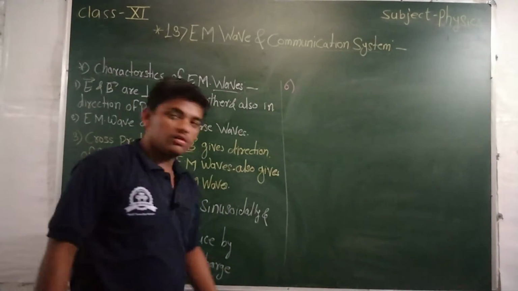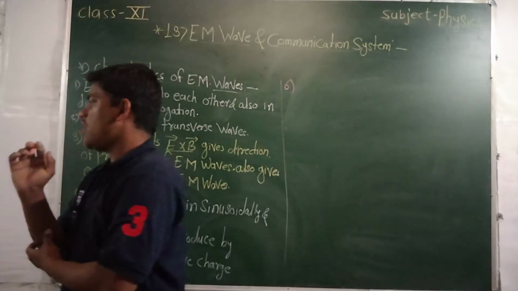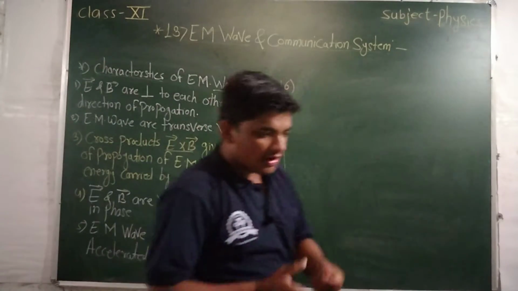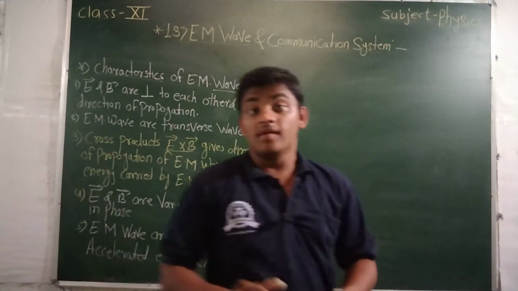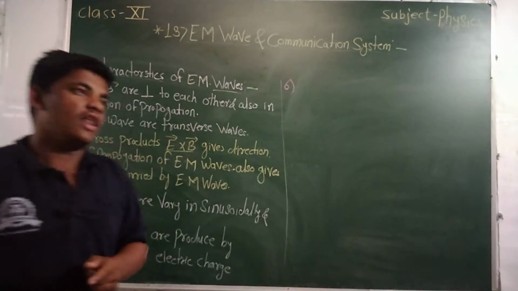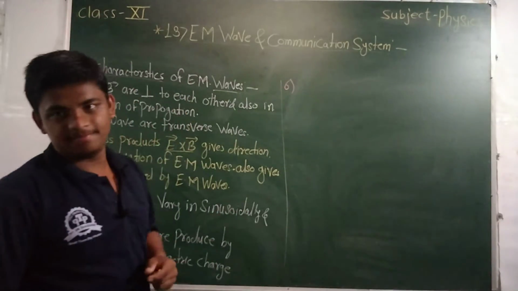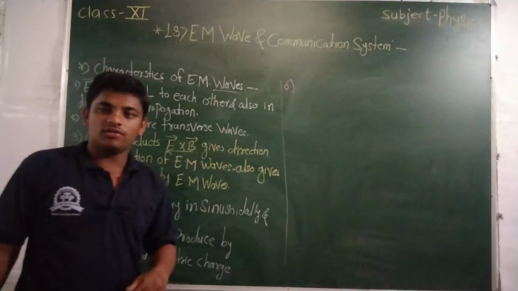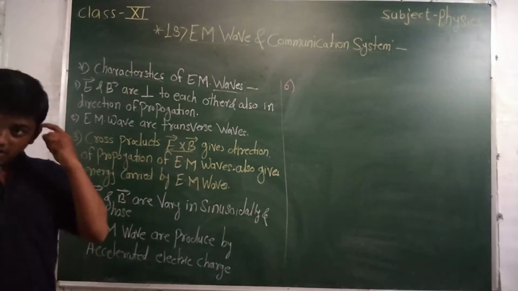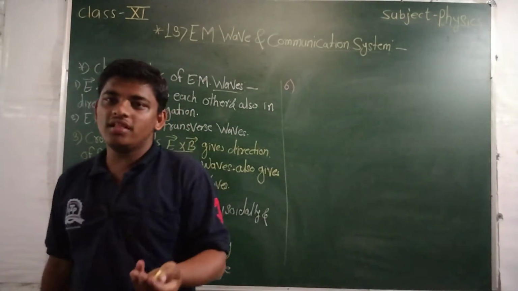Now the sixth one, the traveling speed. Since electromagnetic waves are transverse waves and also light waves, the speed of electromagnetic waves is equal to the speed of light waves. The speed of light in free space is equal to the speed of electromagnetic waves. But before discussing it, consider the medium in which electromagnetic waves can travel.